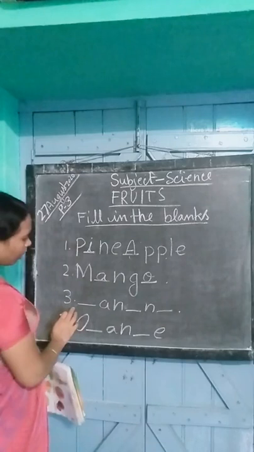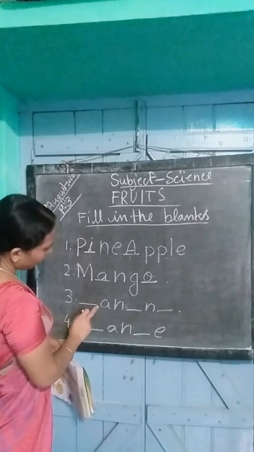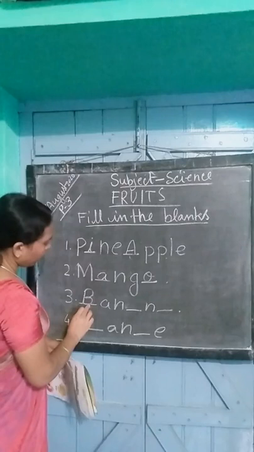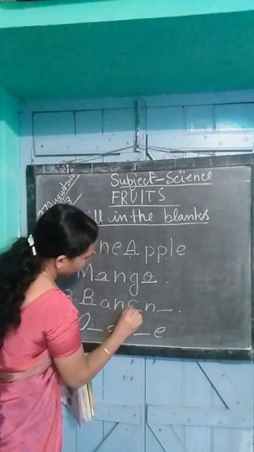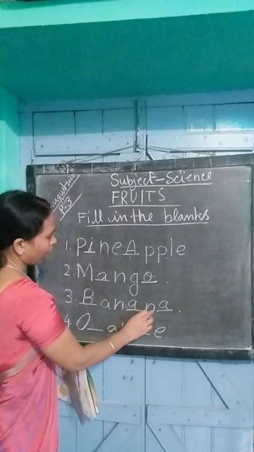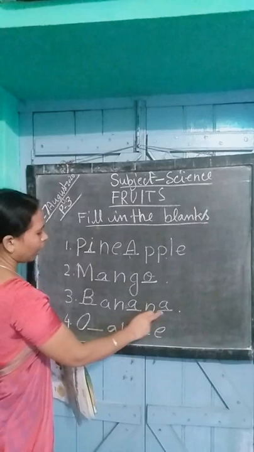Banana. B. You will write here B A N A. You will write here A N A. Banana. B A N A N A. Banana.